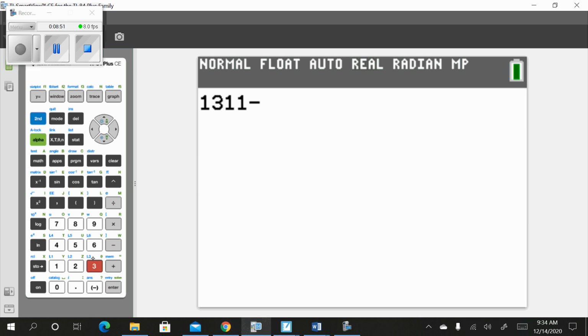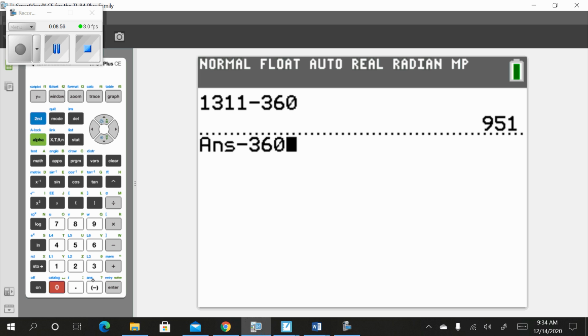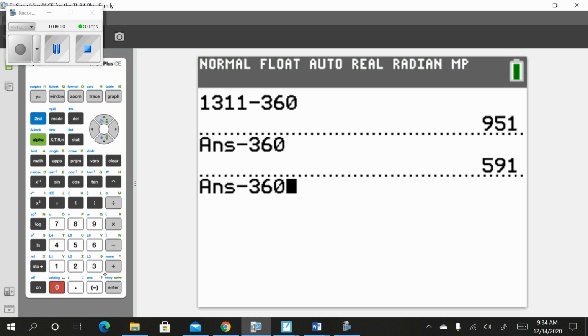I'm going to subtract 1 complete revolution. That gets me to 951. Well, I got to do it again. That gets me to 591, getting closer. I got to do it again. Oh, 231, that's an angle that I recognize.